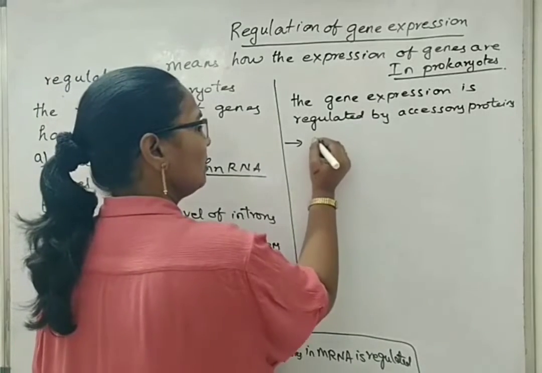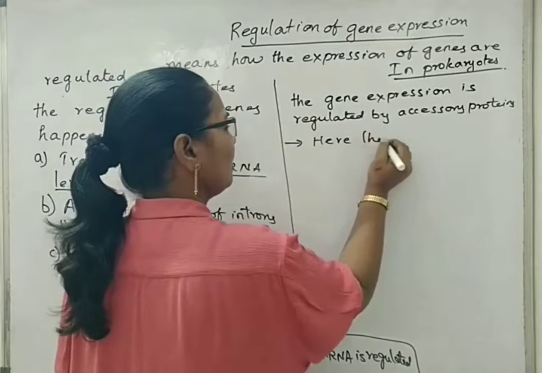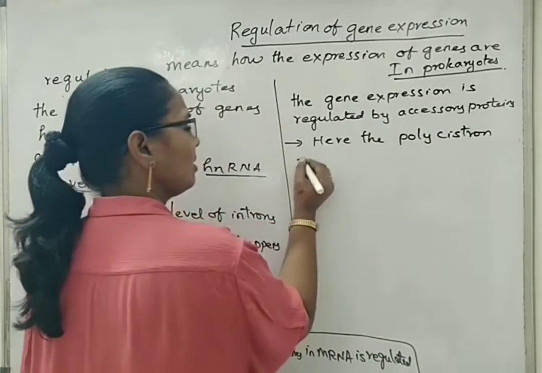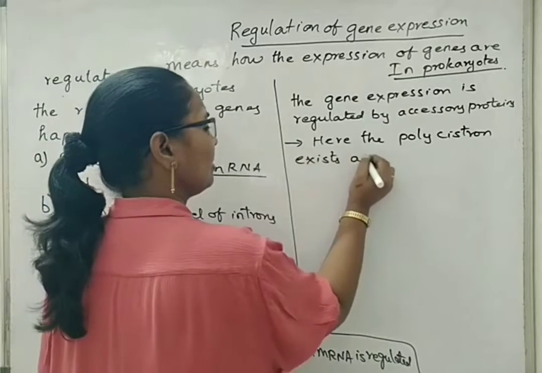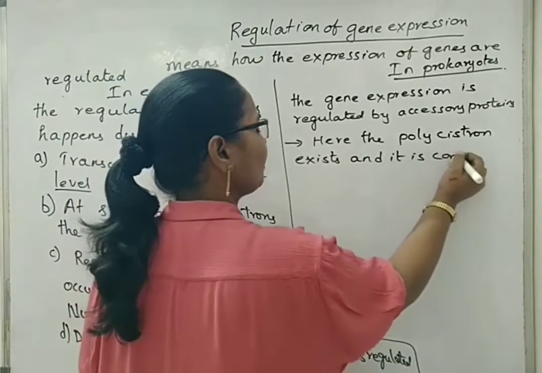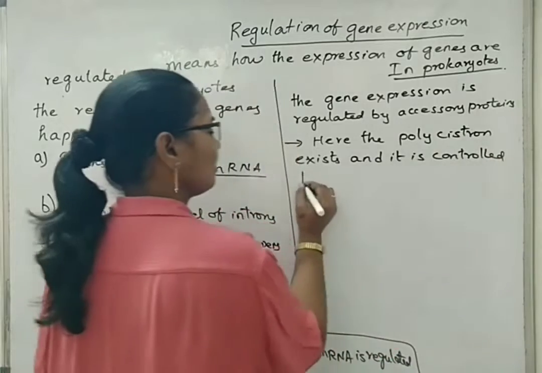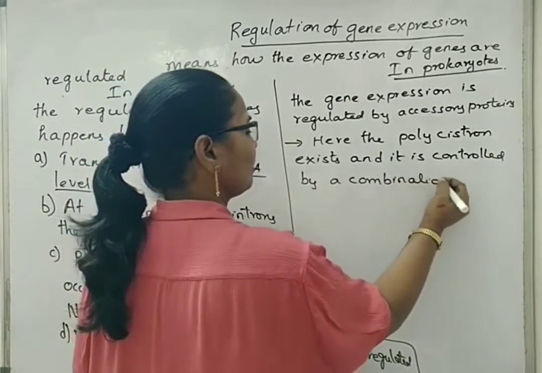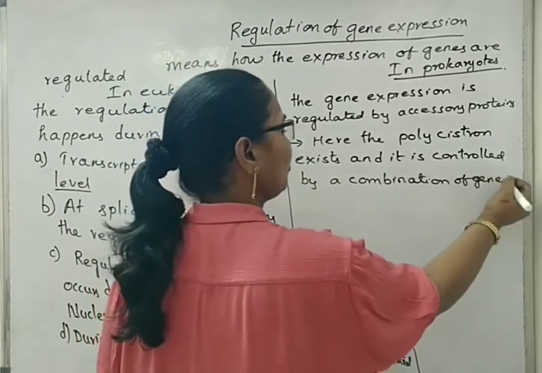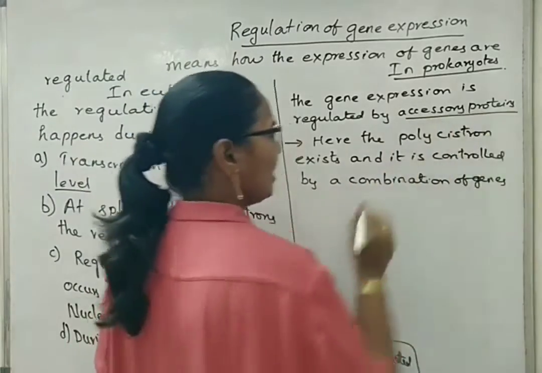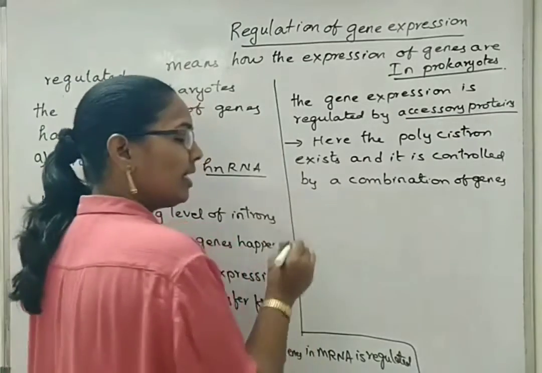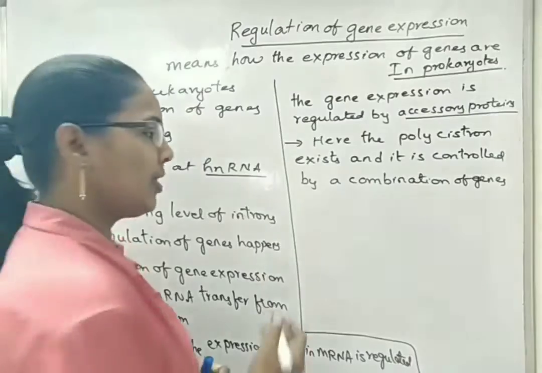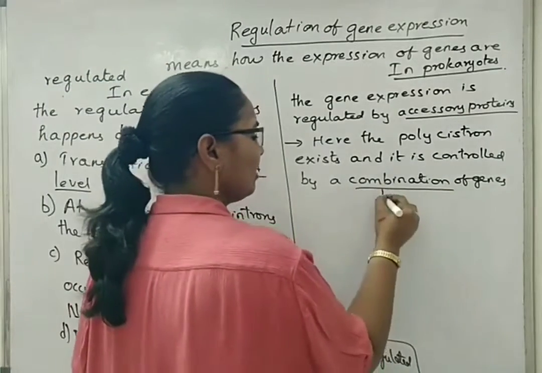So here the polycistron exists and it is controlled by a combination of genes. What are those genes? Here we said that there are some accessory proteins. So the gene that is responsible for synthesizing these accessory proteins is called an accessory gene. So the combination we have written here.